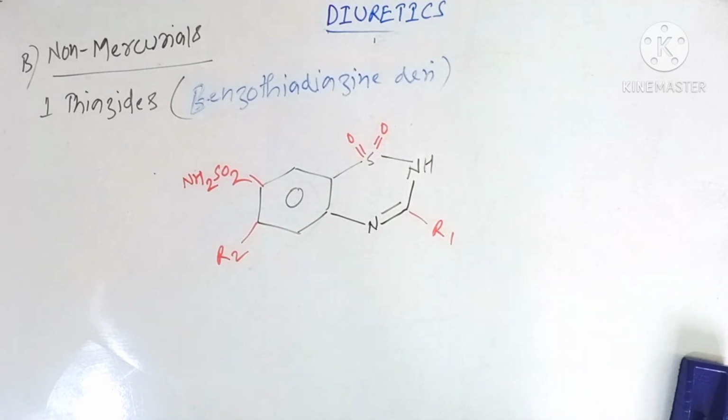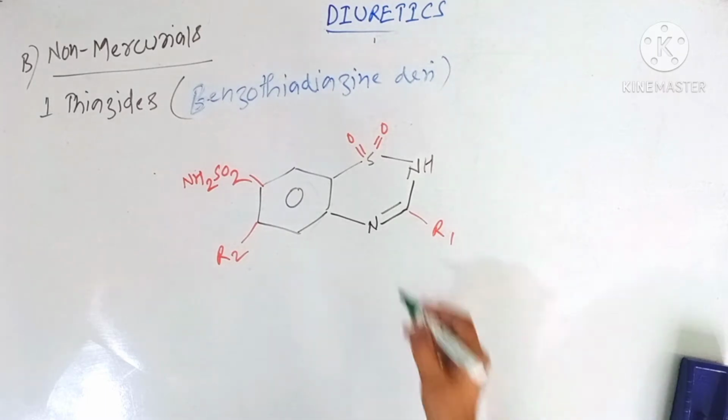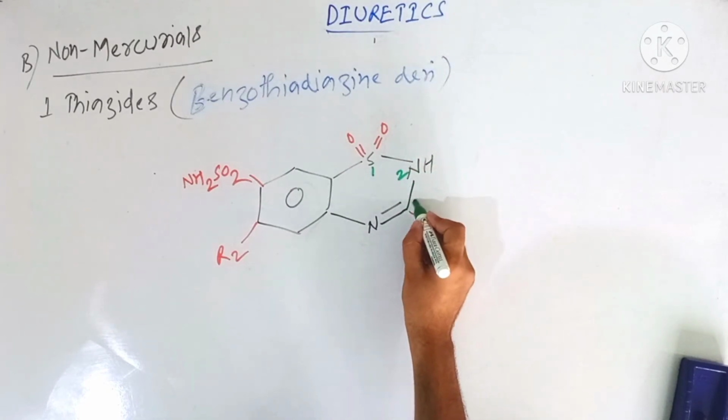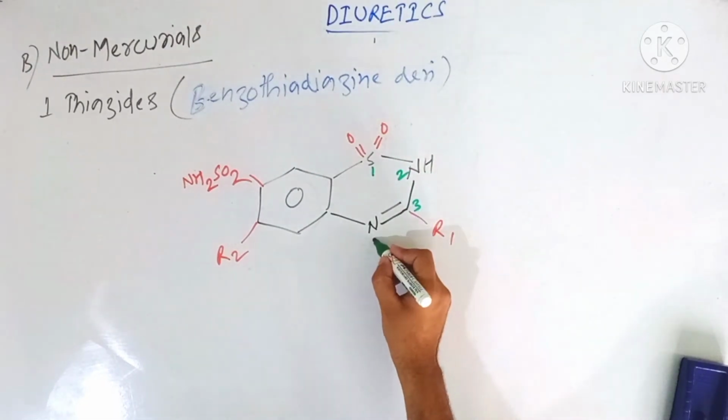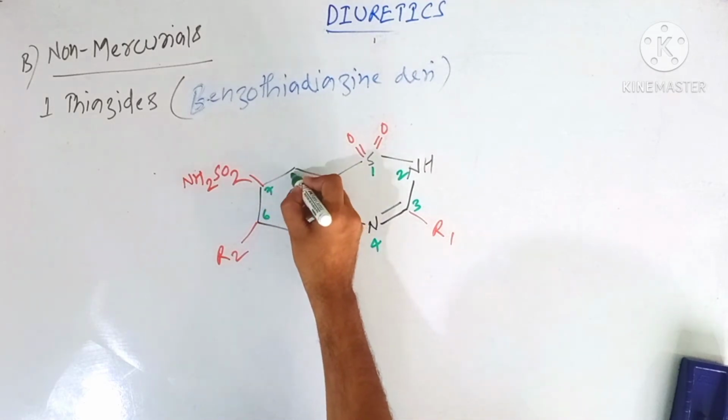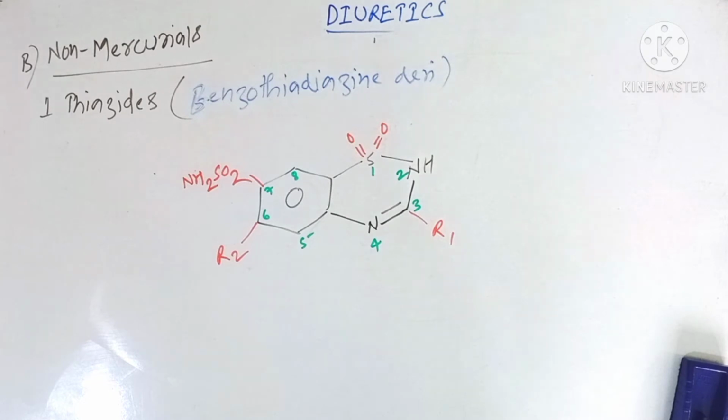Now first we will see the numbering of this general structure of thiazides. Numbering begins from sulfur, 1, 2, 3, then 4, then 5, then 6, then 7, 8. Likewise the numbering is there. So this is the general structure of thiazides or benzothiadiazine derivatives.